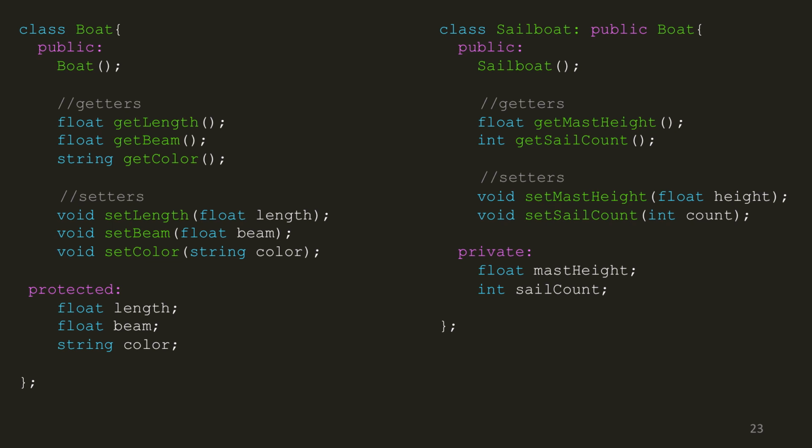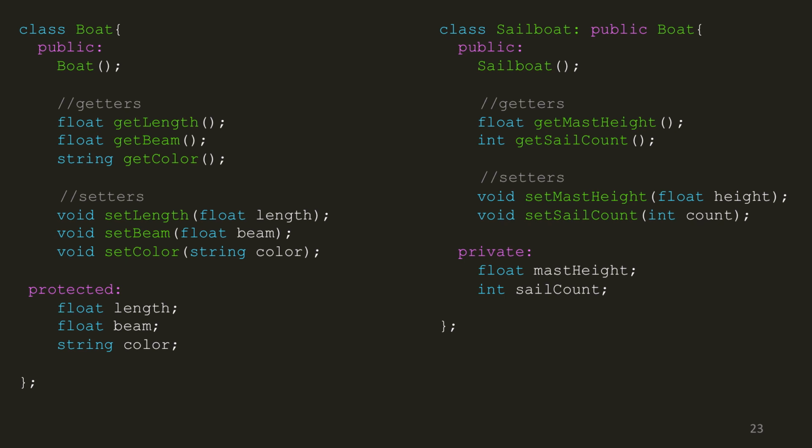And so again, maybe we have a specific sailboat constructor, and then we have getters and setters that are specific to a sailboat. So we'd have getters and setters for the mast height and the sail count. And then we'd have some private fields that are specific to the sailboat. So the mast height and the sail count aren't accessible by outside code, but are accessible within the sailboat class. And so by adding that public boat up at the top, that allows a sailboat to inherit all of the properties of a normal boat. So if you declare an object of type sailboat, you can not only use the getters and setters that are defined in the sailboat class, but you can also use the getters and setters that are defined in the boat class.